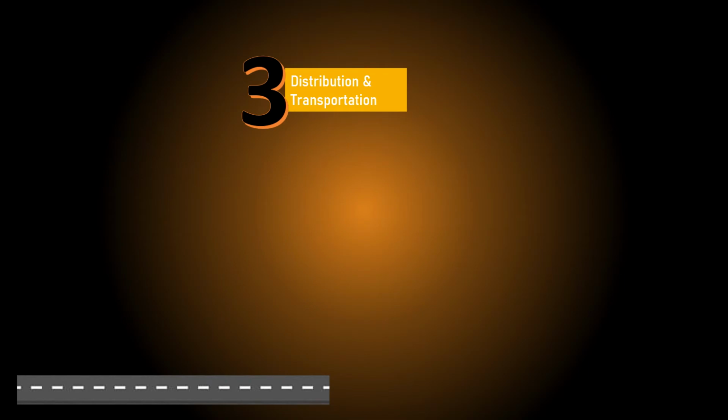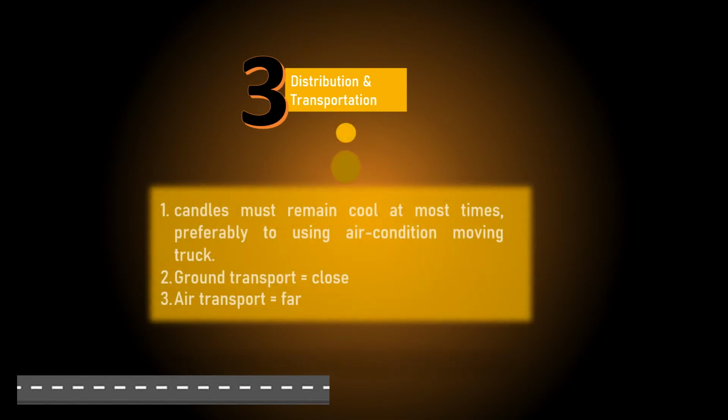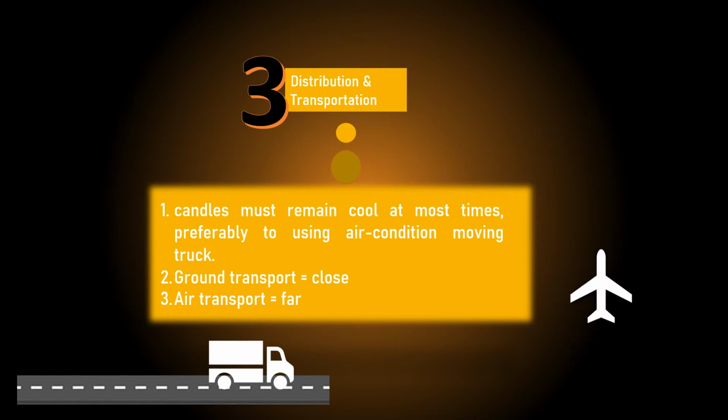Distribution and transportation. Candles must remain cool at most times, as they can easily melt, which is why it is preferable to use an air-conditioned moving truck. If the marketplace is close by, ground transport is used. If the marketplace is far, air transport is used.